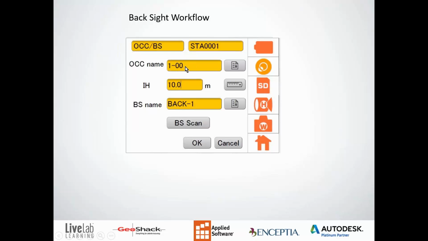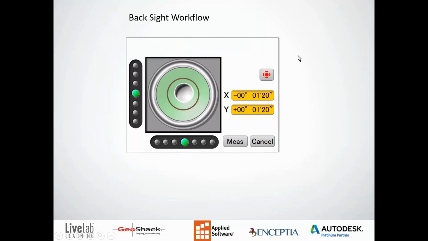and now that point is in our occupied name. We then would be able to come over here to our instrument height, IH, click on this button here, and what that does is takes us into our unit to make sure that we are still level. We want 2 green dots in the big circles, and we want these numbers to be as close to 0 as possible.